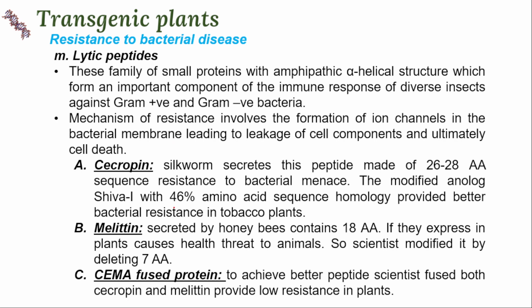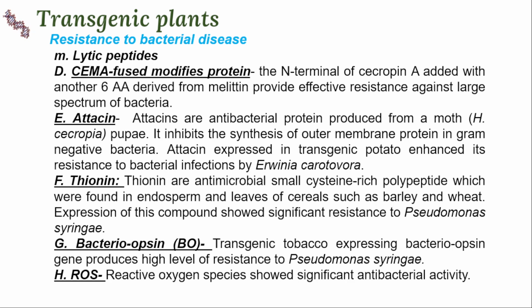One more chemical is called melittin. Melittin is mainly extracted from honeybee. The honeybee secretes that against the bacteria, and when you introduce the same genes, definitely plants also produce this. And then there are CAMA fused proteins, which are sarcotoxin and melittin fused proteins. In combined resistance, we can target when we introduce sarcotoxin and melittin together. So effectively, we can defend many bacterial cells here.